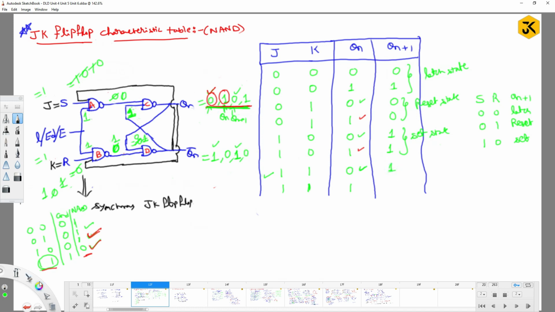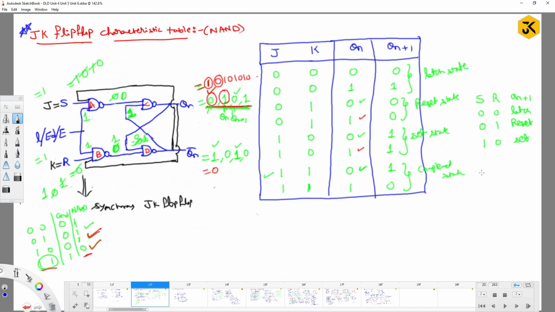Now similarly, if you are going to take the Qn value as 1, let me write with red color, Qn bar will be 0. If you process it, you are going to get 1 0, 1 0, 1 0, and so on. Which means when Qn is 1, Qn plus 1 will be 0. It will be in the complement state, right? So this is the characteristic table for the respective JK flip-flop using NAND circuit, right?